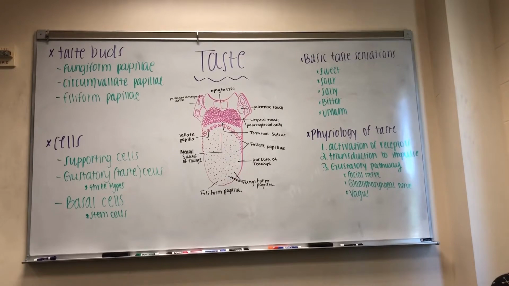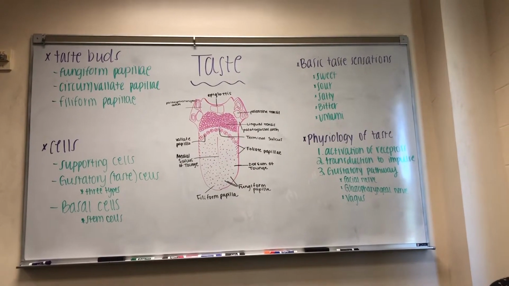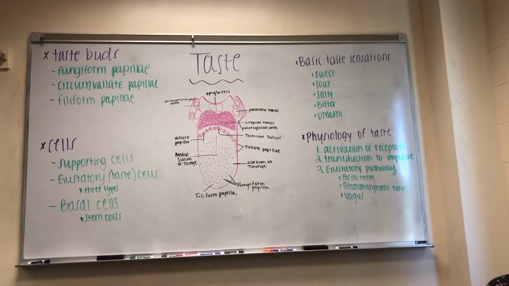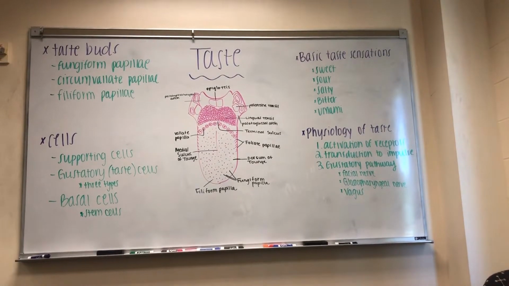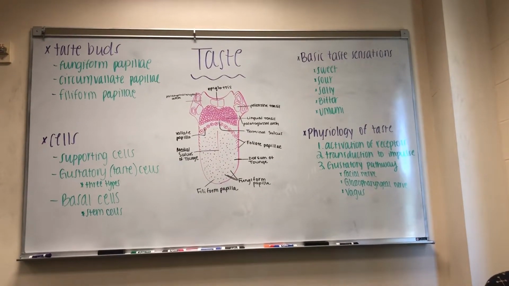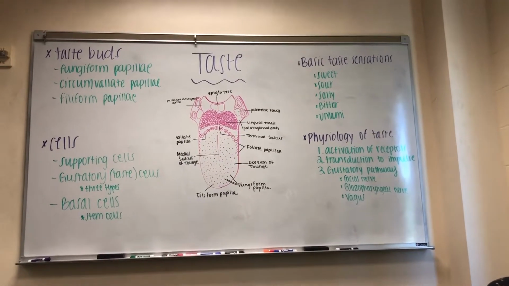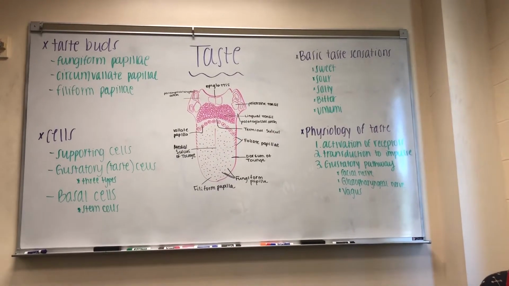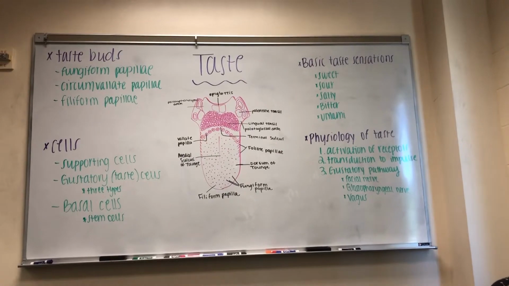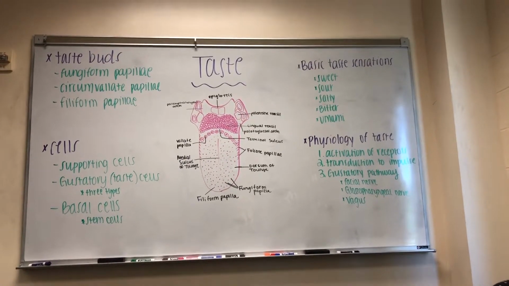The gustatory pathway first is the facial nerve, which innervates the anterior 2/3 of the tongue. Then the next one is the glossopharyngeal nerve, which innervates the posterior 1/3 of the tongue. And the vagus nerve, which innervates few taste buds in the throat.